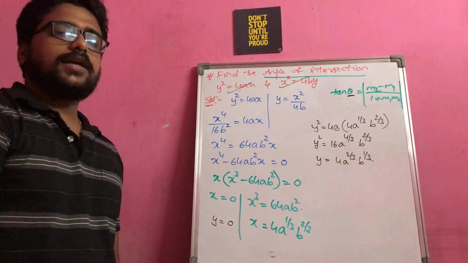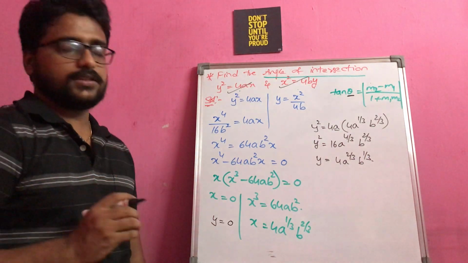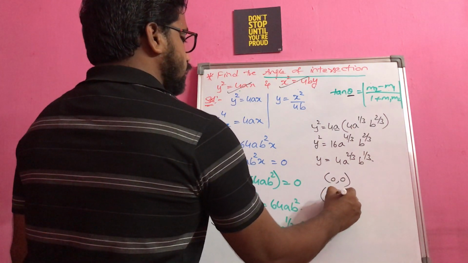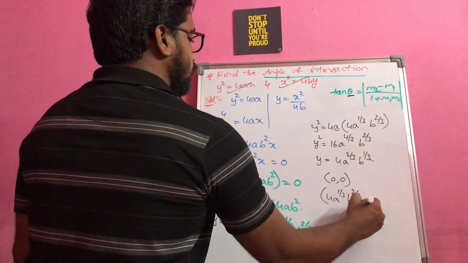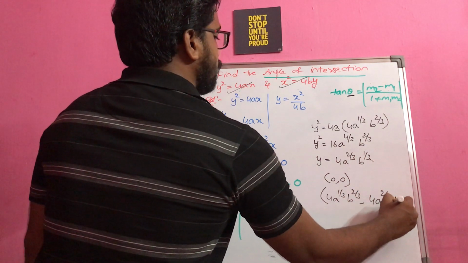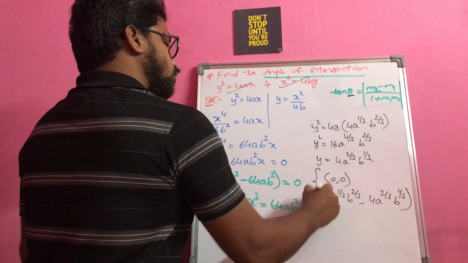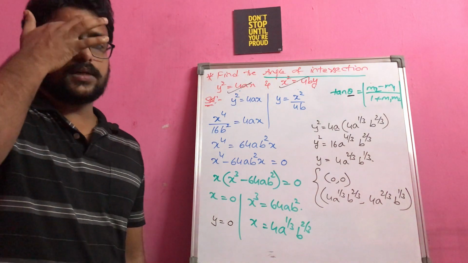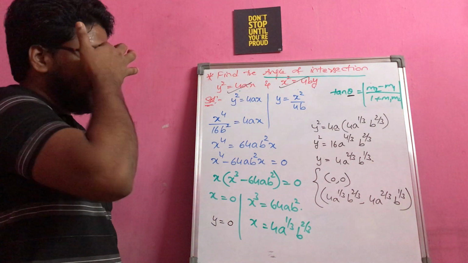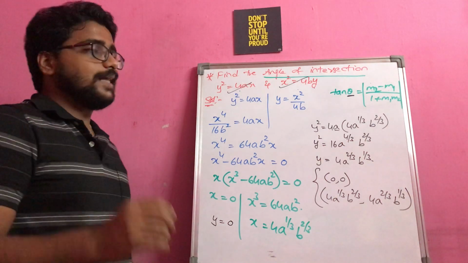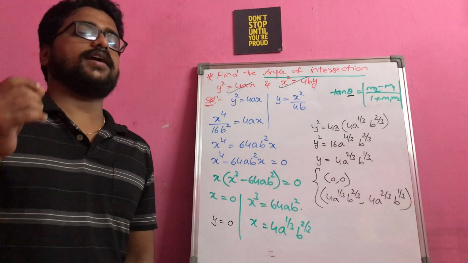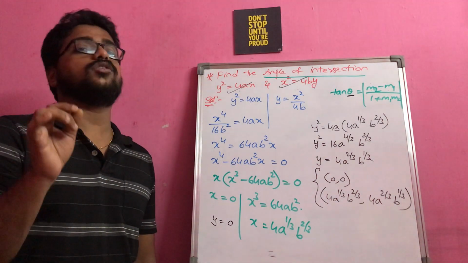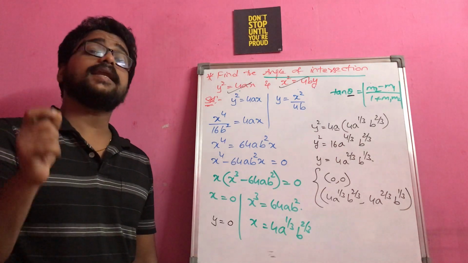So till now what we did is we just found the points of intersection. So the one point of intersection is origin, another point of intersection is 4a power 1 by 3 b power 2 by 3 comma 4a power 2 by 3 b power 1 by 3. So these are the 2 points of intersection which will help us to find out the two slopes, and because of which you can find out the angle of intersection. So the tan theta value, if you have to find out, you should first find the slopes, and then you have to use this point of intersection to make the value of slope a constant rather than a variable.